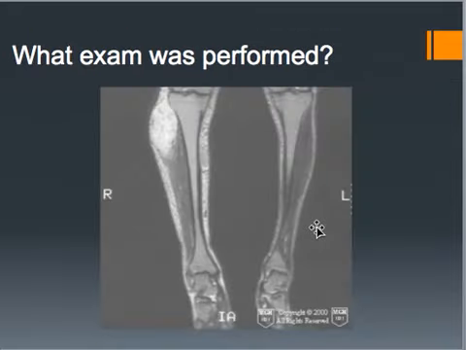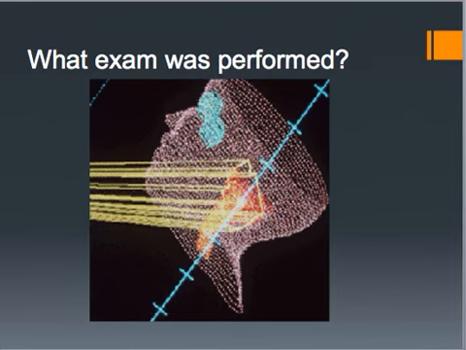What exam was performed on this patient? Well, this is an MRI. They were looking at a mass here in the right rib. It's a lipoma. What exam was performed on this patient? This is radiation therapy. So if you're asked what exam was performed on this patient, this is radiation therapy. This is mapping for the treatment of a brain tumor.